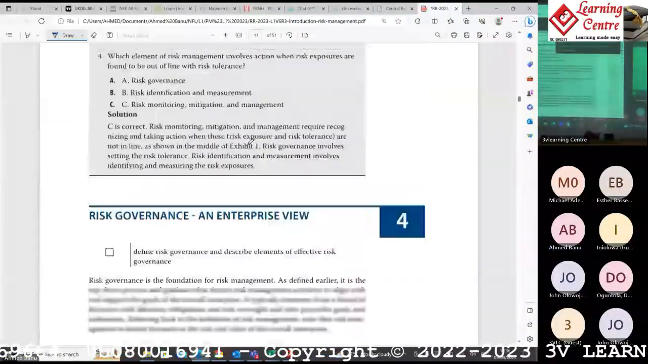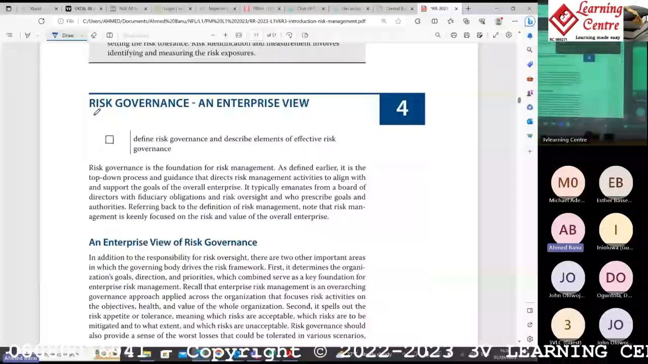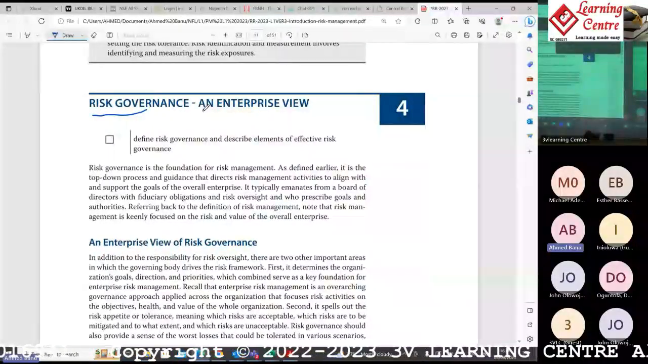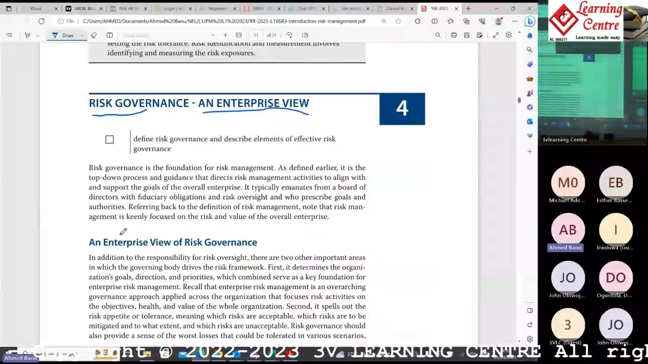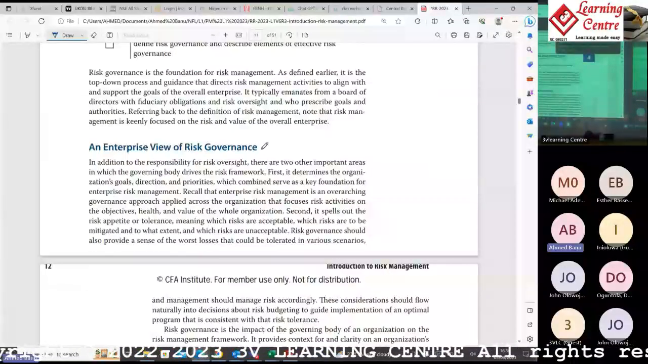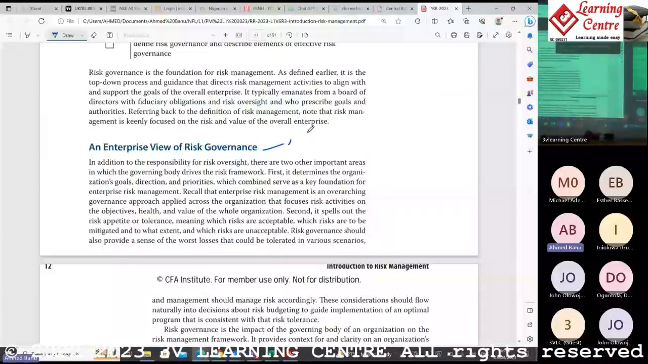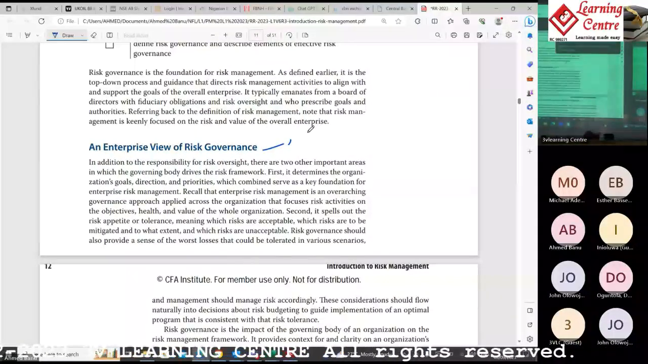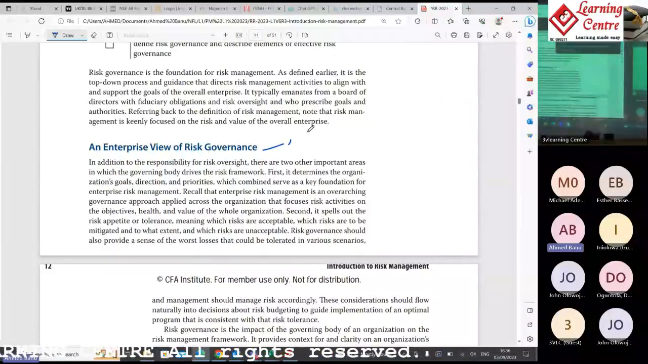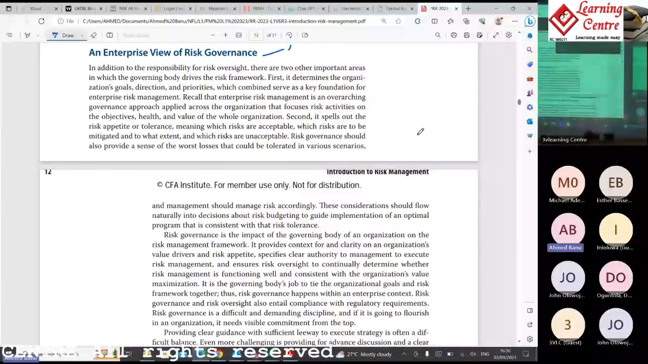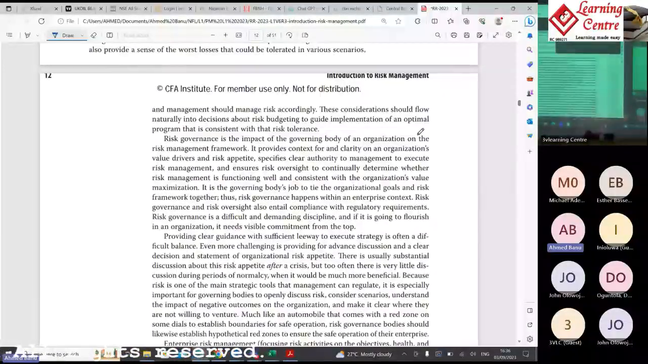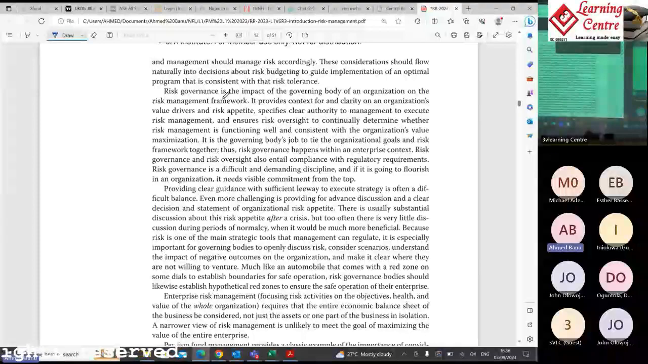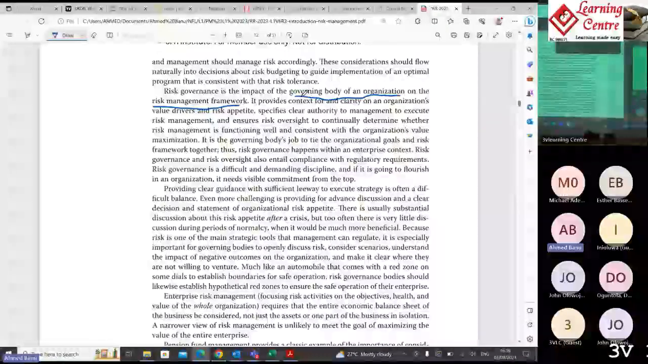Yeah, so risk governance, which is what I've mentioned before, the enterprise view. The enterprise view of risk governance is your enterprise risk management, which is what I've explained before. It has to flow from the top. Everything is from the governing body. Risk governance is the impact of the governing body of the organization on the risk management framework. So it has to come from the top.